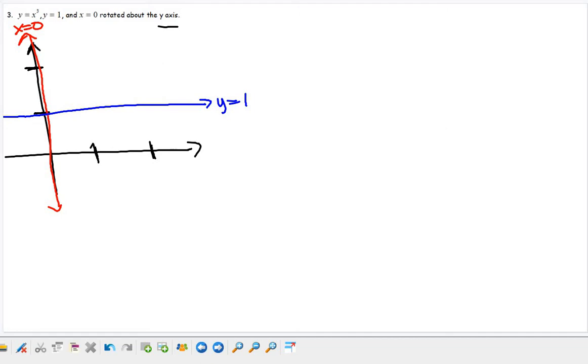So I'm going to start with x is equal to 0, because it tells me that's where I have to start. So then y is 0. So then I need to know where y is going to be 1. Well, if y is 1, x has to be 1, so it goes through 1, 1. So remember that cubic is that snaky looking thing, so it looks something like that.